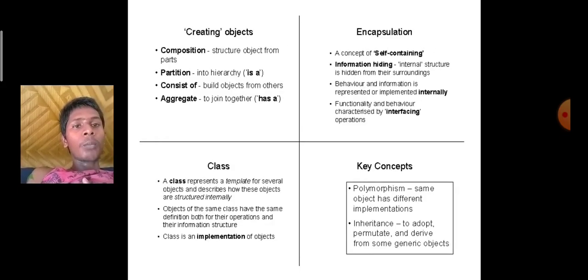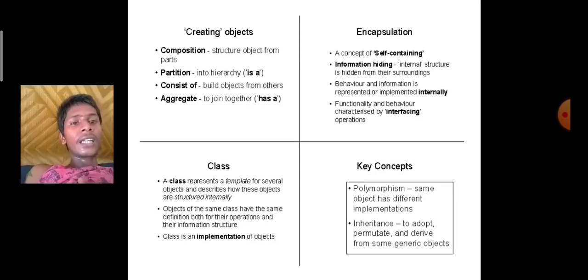Creating objects: composition structures an object from parts, partitioning it into a hierarchy, so objects are built from others. Aggregate means to join together. Encapsulation is a concept of self-containment and information hiding. The internal structure is hidden from the surroundings. Behavior and information are represented or implemented internally, and functionality and behavior are characterized by interfacing operations.